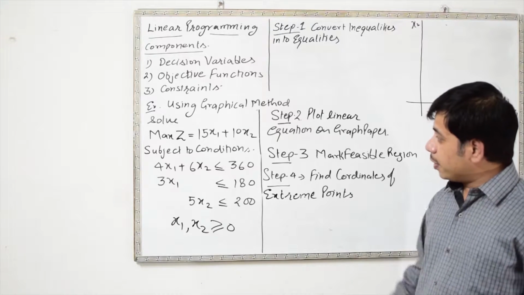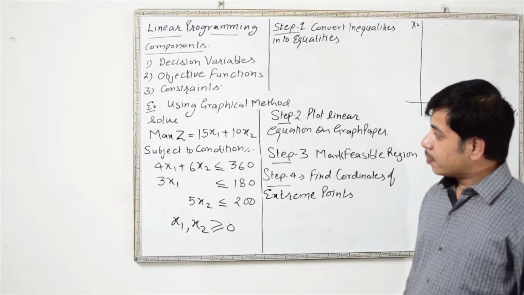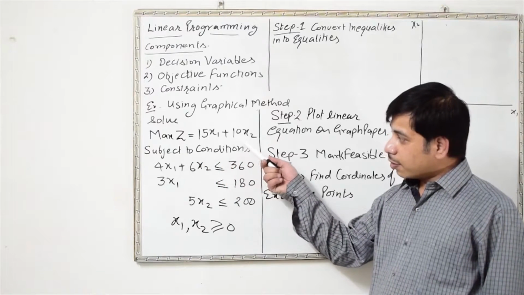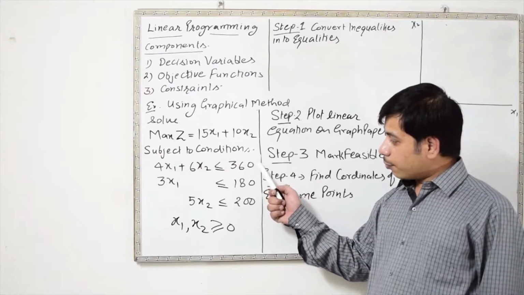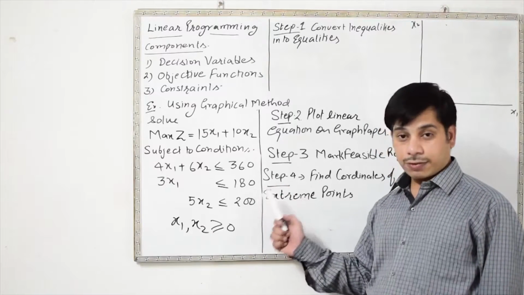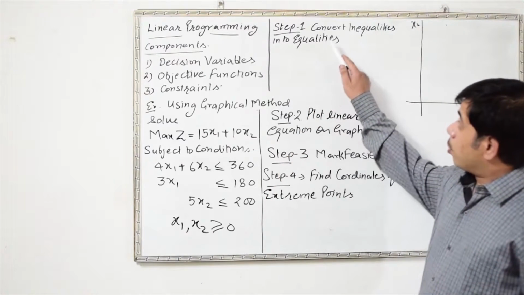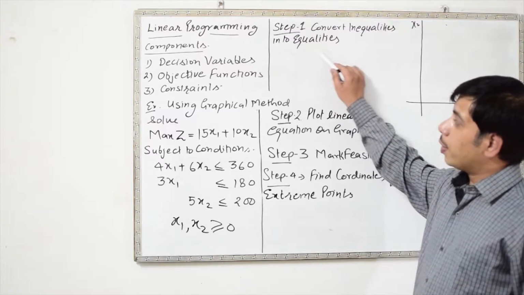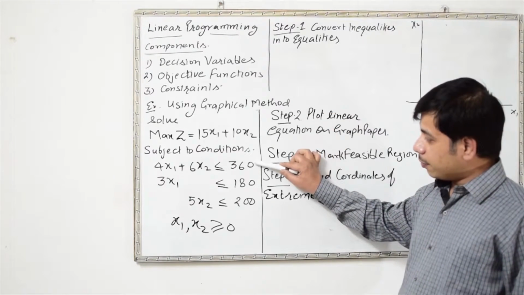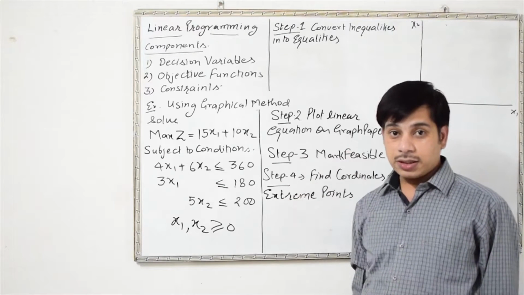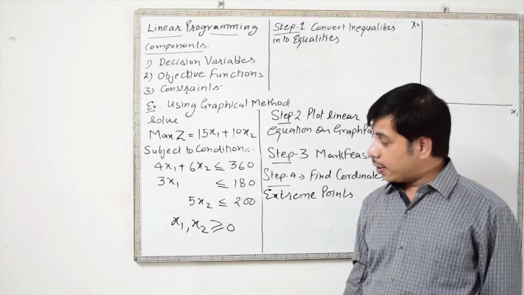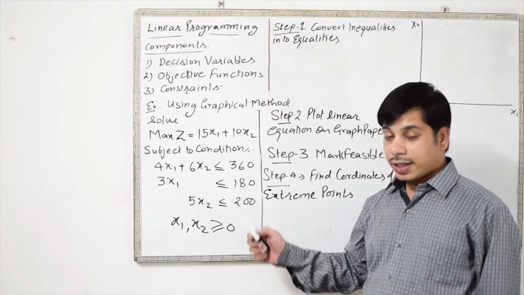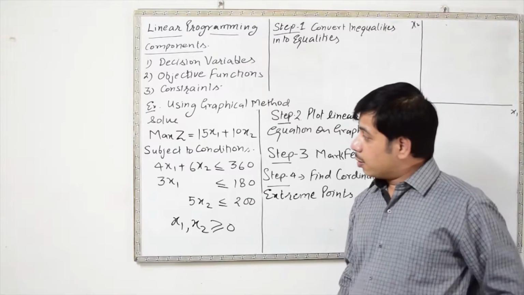Okay, so we start solving the problem. You can see the problem is very clear. We have an objective function which has to be maximized by following the set of constraints. So in the first step, we convert inequalities into equalities. The constraints which are given in the form of inequalities, we convert them into equalities by replacing the inequality sign by an equality sign.